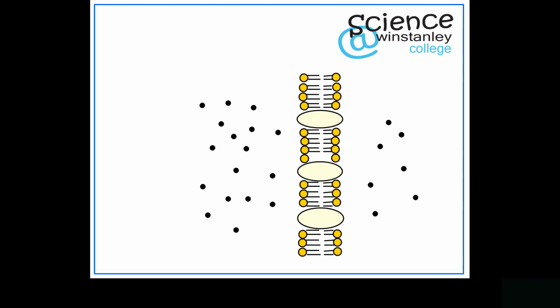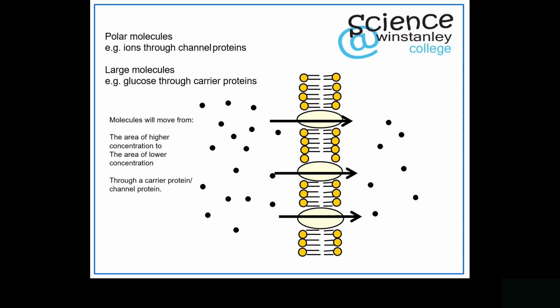So in this case, the higher concentration is on the left-hand side of the page and the lower concentration is on the right-hand side of the page. So naturally, the molecules are going to want to move from where it is higher to where it is lower. Now that can happen, but only if the molecules are given a passage or a channel through which they can move. So any molecules that have a charge, which we call polar molecules, or any molecules that are quite big, they have to go through some kind of channel or carrier.